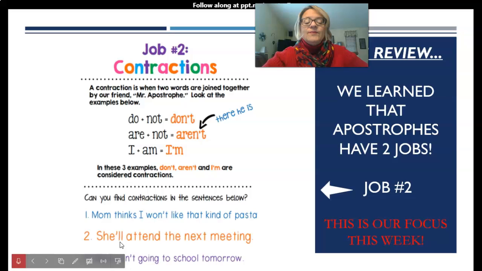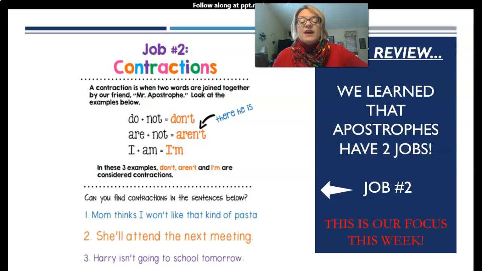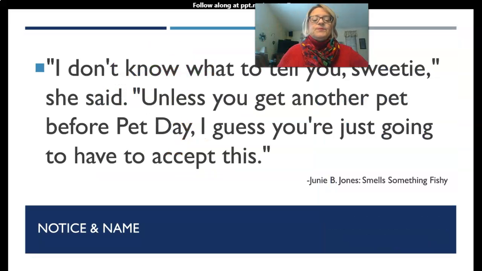And on our bottom one here, we have, if I can move my screen, Harry isn't going to school tomorrow. Isn't, okay? We took out the N and took out the O and replaced it with an apostrophe. So is not became isn't. All right, so this will be our focus for this week, is the contraction. So we're focusing on the second job of the apostrophe.